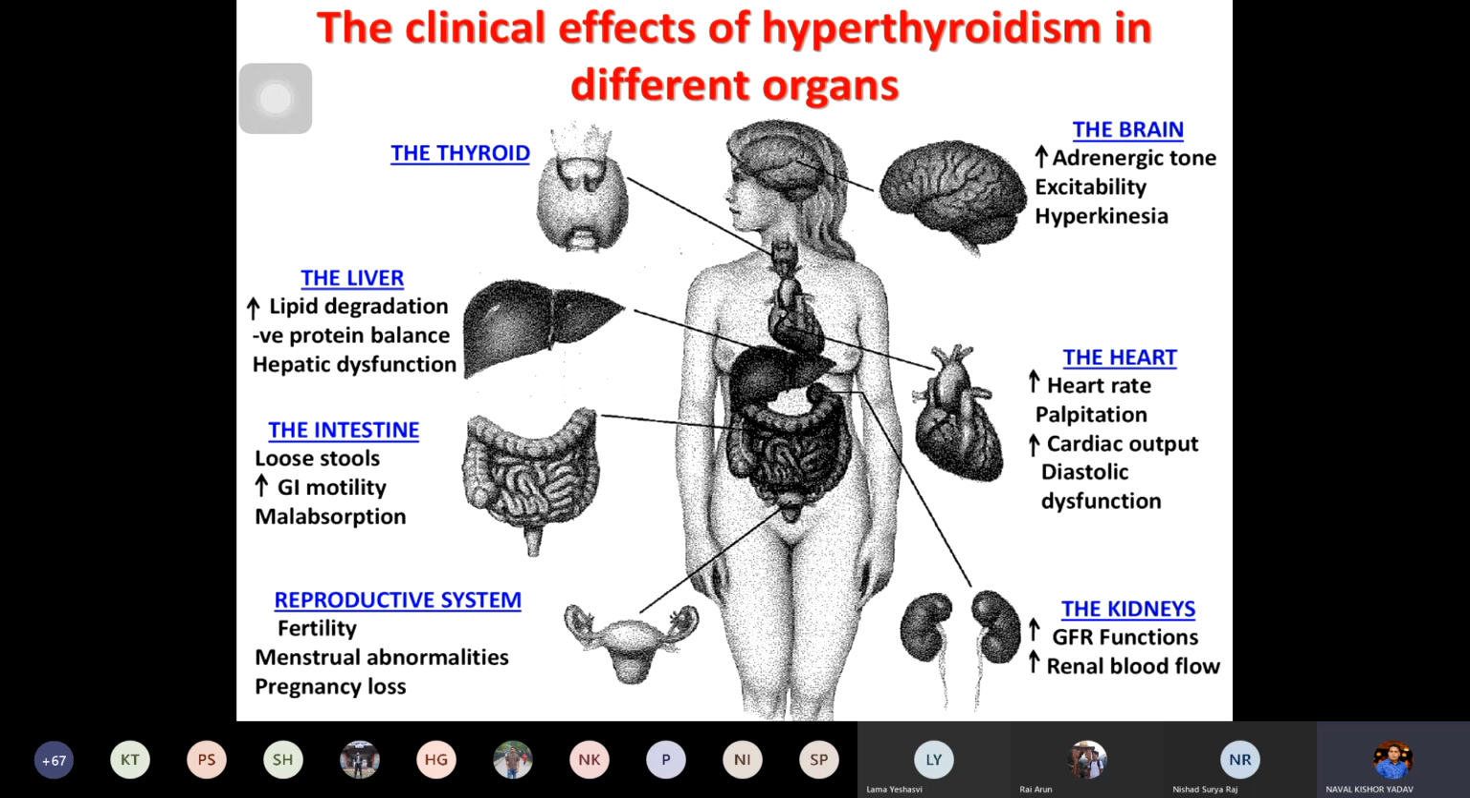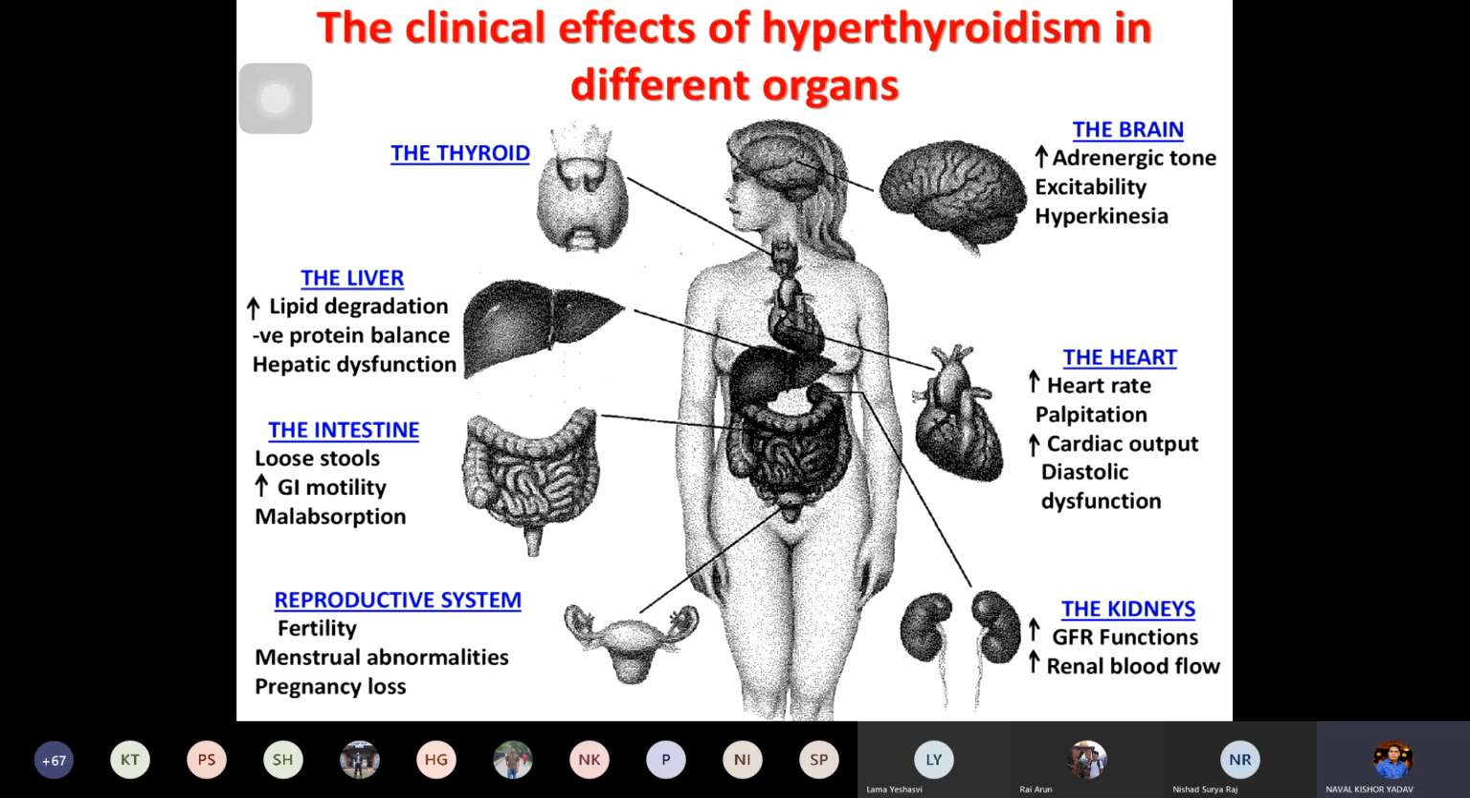The clinical effects of hyperthyroidism on the different organs you can see here. On the liver, there is increased lipid degradation, negative protein balance, and hepatic dysfunction. On the intestine, there are loose stools, increased GI motility, and malabsorption, and the patient will suffer from malabsorption.